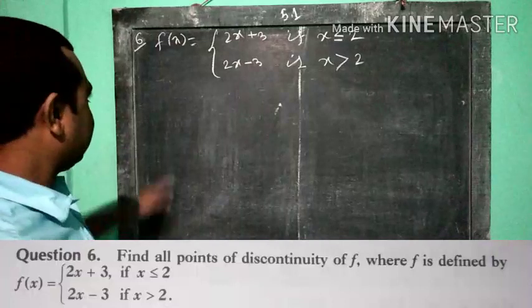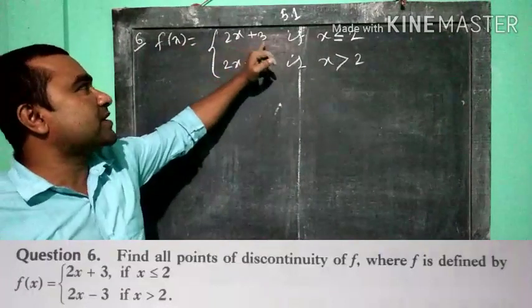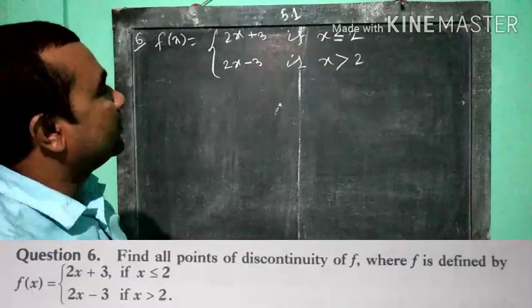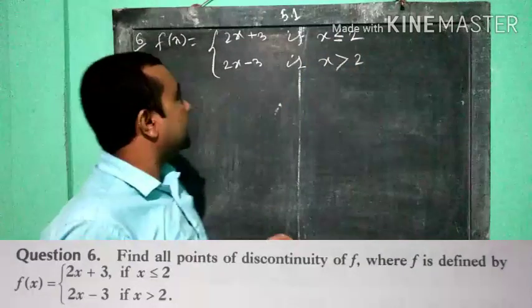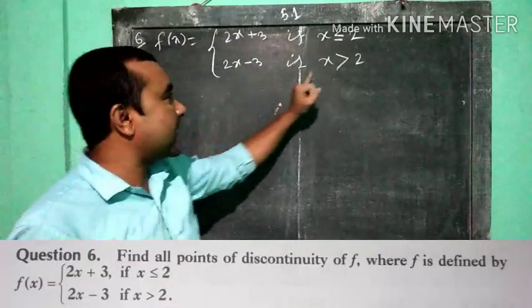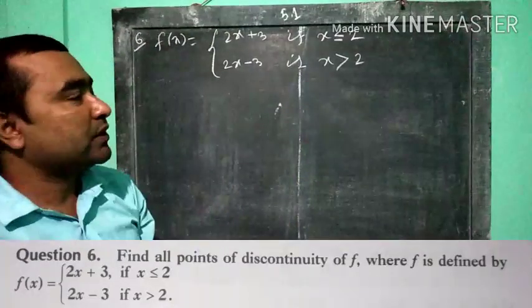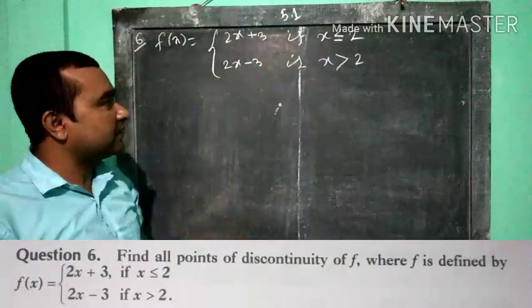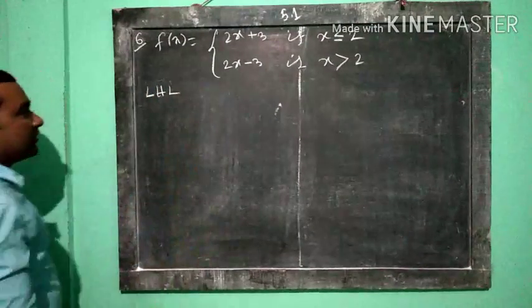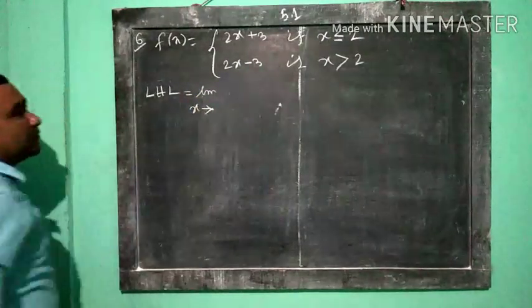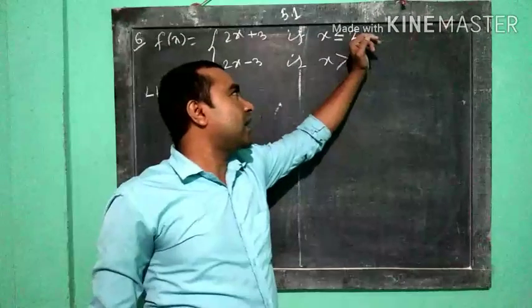Given here f(x) equal to 2x plus 3 if x is less than or equal to 2. When x takes the value 2 or less than 2, the function is 2x plus 3. When x is greater than 2, that means 3, 4, 5, 2.1, then the function is 2x minus 3. So first of all, we find the left hand limit at the point 2.